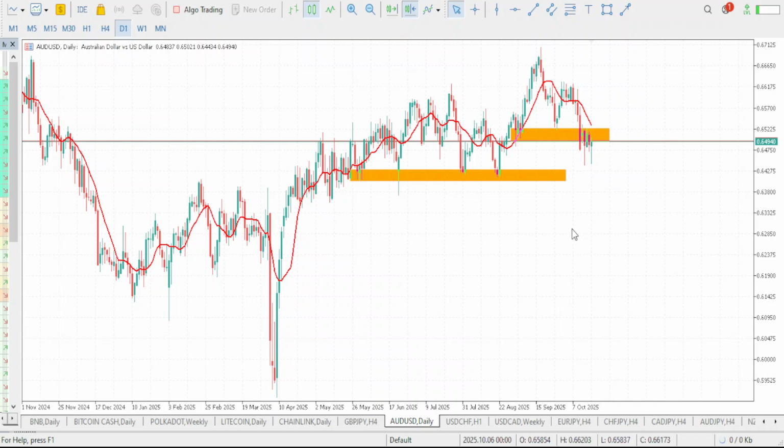So let's take a look at what we'll be expecting this week on our AUD USD, which is our Australian dollar to our USD.